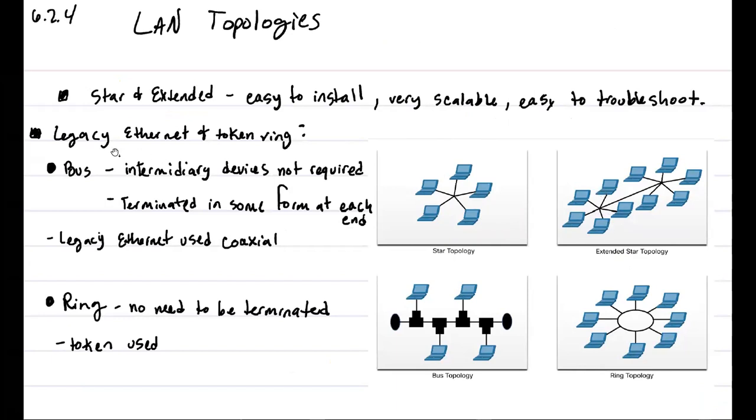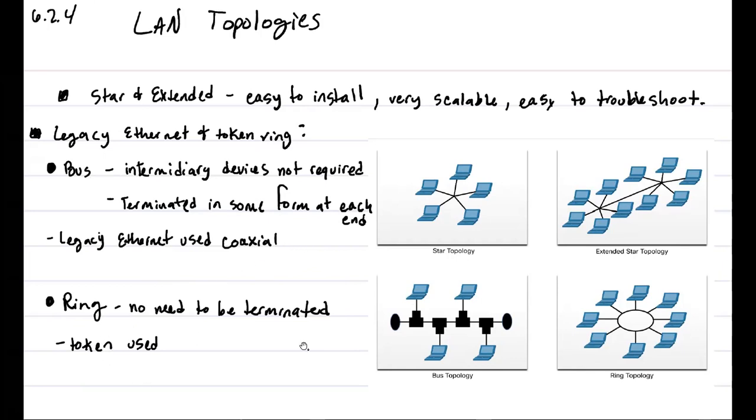You have legacy topologies like the Ethernet and token ring. You have the bus topology, legacy again. Intermediary devices not required on the bus topology, terminated in some form at each end. All right, so that is this topology at the bottom left corner. All the devices will connect to one coaxial cable, and that coaxial cable would be terminated with a component at each end of the cable. This is legacy. Legacy Ethernet used coaxial.